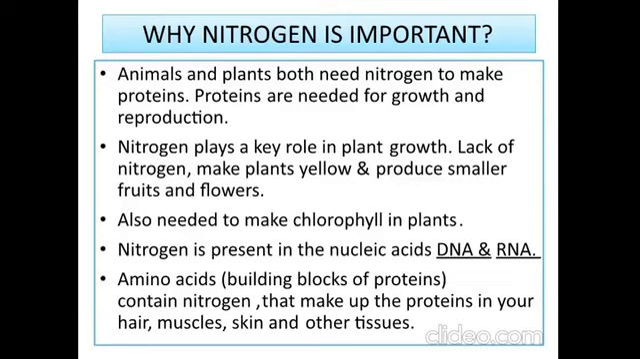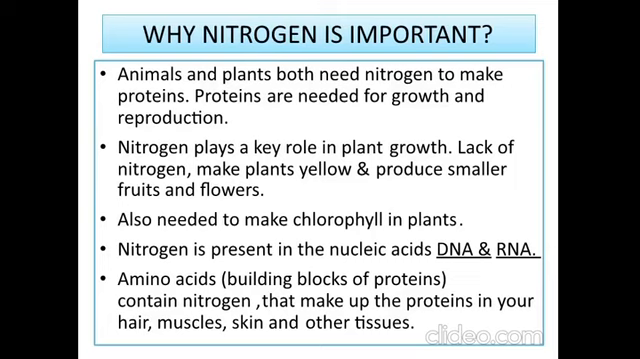Why nitrogen is important? Animals and plants both need nitrogen to make proteins, and as you know, proteins are needed for growth and development and reproduction process. So nitrogen plays a key role in plant growth. Lack of nitrogen makes plant yellow and produce smaller fruits and flowers.